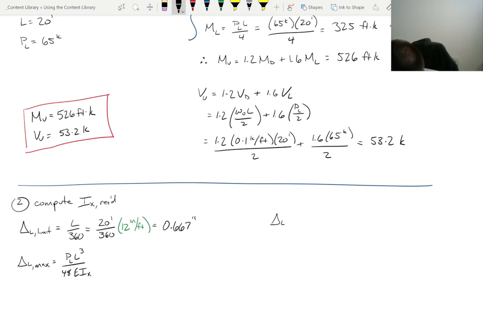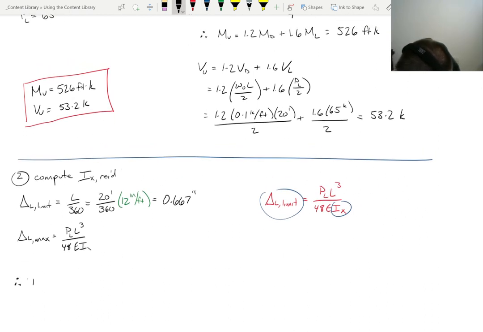Okay. And so what I'm going to do is I'm going to say, okay, delta, here I'll do this in another color just to sort of put my algebra over here. So delta limit, I'm going to set that equal to PL cubed over 48 EIX. And so all I'm going to do is multiply both sides by IX and then divide both sides by delta limit. So therefore, I'll say that my IX required is just PL cubed over 48 E times delta limit. Pretty easy.